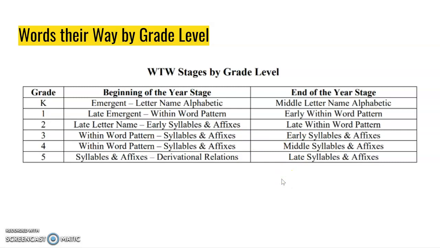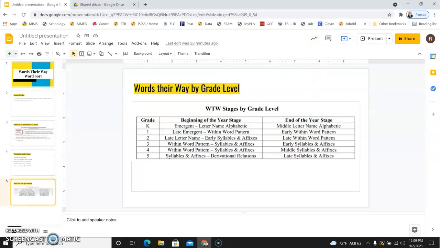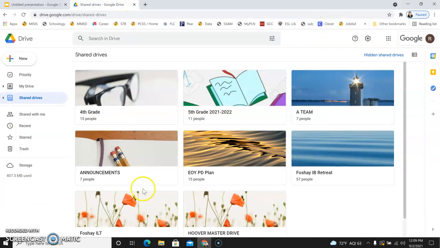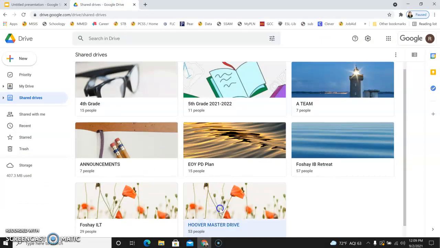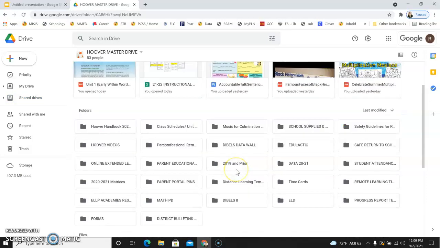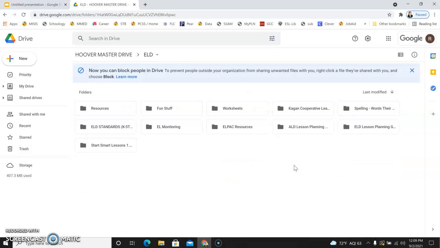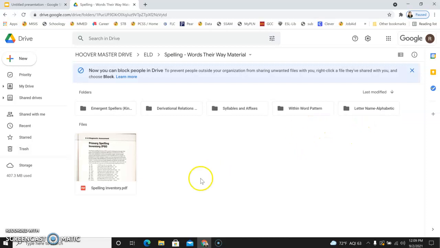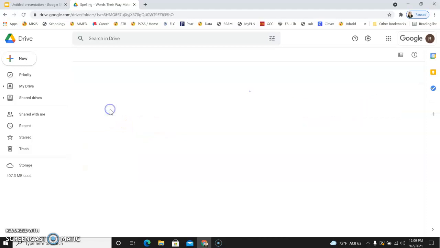So let's have a look at the actual word sorts. If you head over to the Hoover Drive, the Hoover Master Drive, and from there go to ELD, then Spelling, Words Their Way, you can see that we have folders associated with the spelling stages. These are in alphabetical order, but these are not the orders based on grade level. We have the emergent speller, the derivational relations, syllables and affixes, within word patterns, and letter name alphabetic.